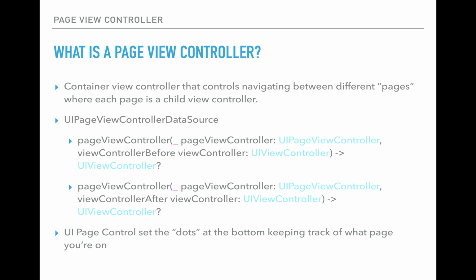Yep, and then the dots at the bottom come with what's called a UI page control. It's not inherent when you bring in the page view controller. It doesn't come with the dots on the bottom based on how many view controllers you have in your array. You have to bring in this UI page control and set those manually and transition between the two. Make sense? Cool.